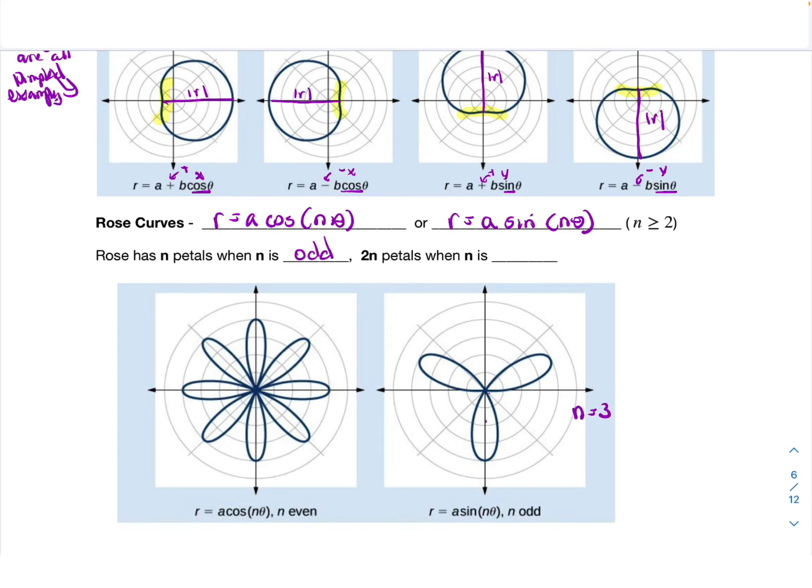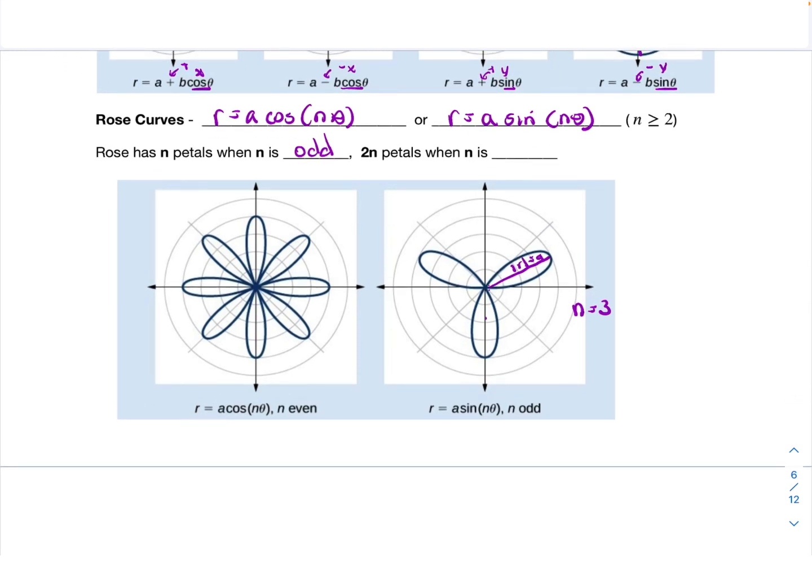So for example, on this graph here, n is 3, and the length of the petal is your maximum value of r. And so I can easily get an equation for this graph by knowing that it's simply r equals 3, which is our maximum, 1, 2, 3, 4, our maximum r value there, sine of 3 theta.